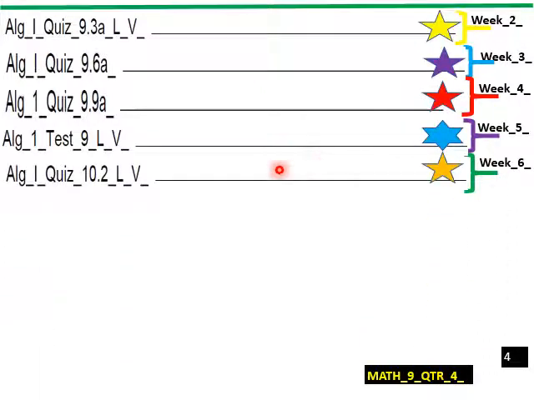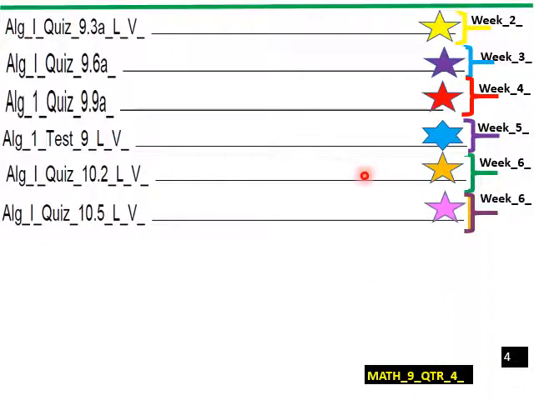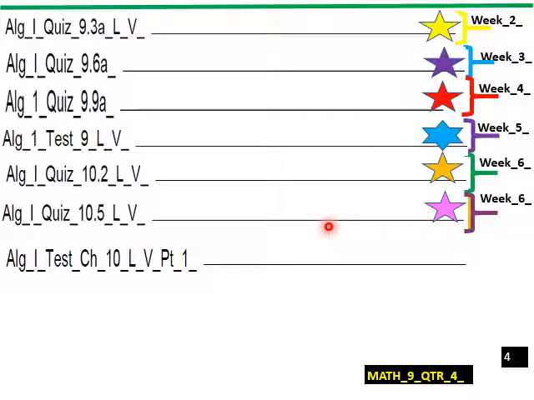And then week 6, we have a quiz, 10.2. We go into chapter 10. By 10.2, which is a week later, we have our first quiz for chapter 10. And then week 6, we're not done yet. We have another quiz. After 10.5, we move through the lessons of 10.5, and then we have a second quiz for chapter 10.